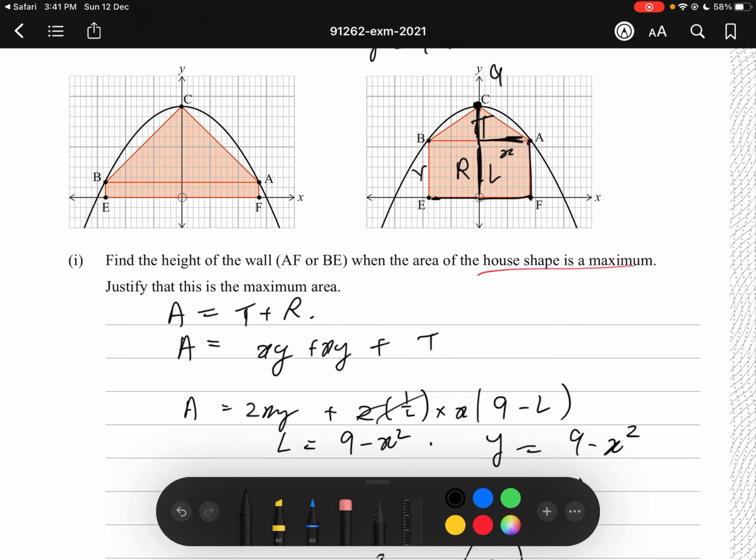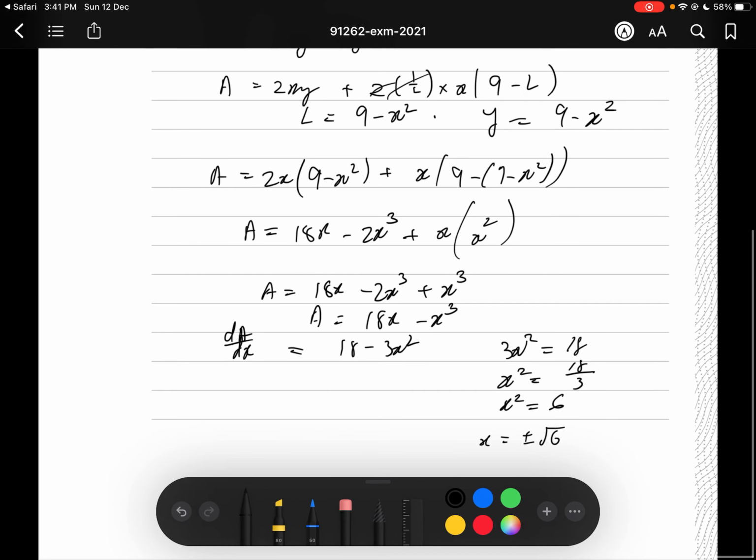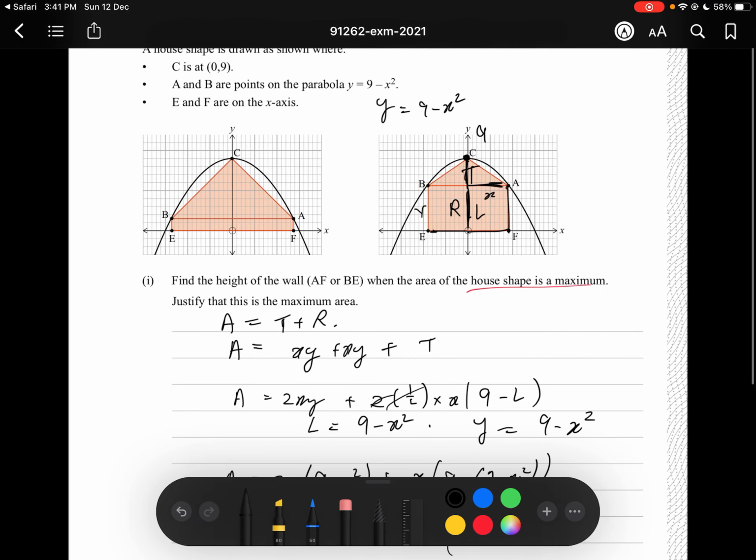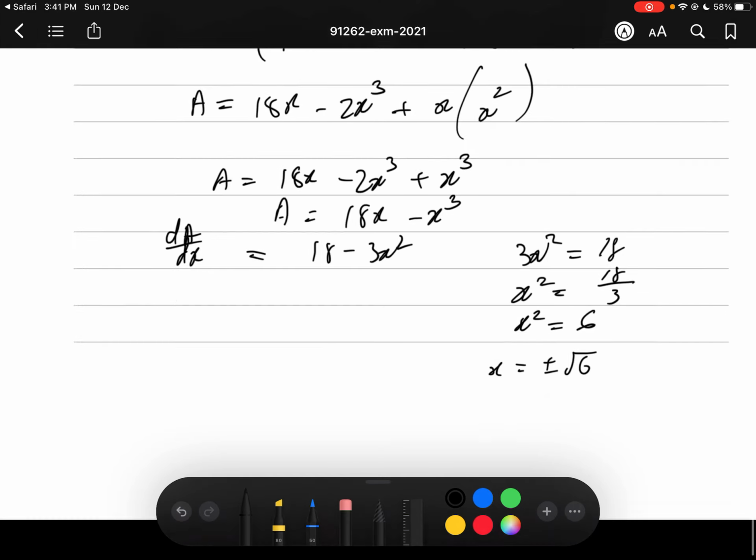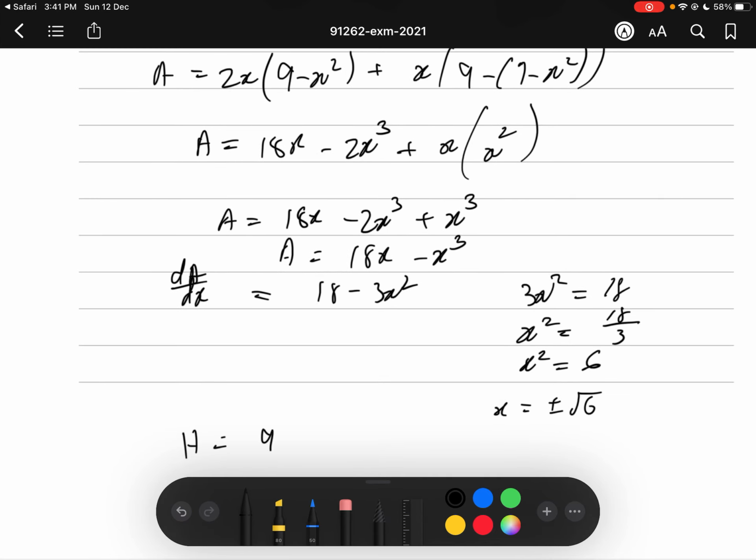And then it wants us to find the height of the wall, so that's AF or BE. So the height is simply plugging in x equals square root of 6 back into our equation for the parabola. So height equals 9 minus x squared, which is equal to 9 minus the square root of 6 squared, which is 9 minus 6, which is 3 units.